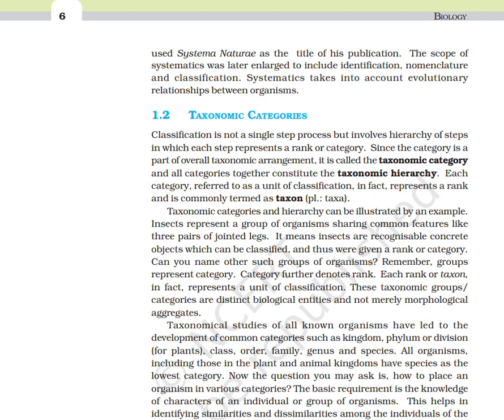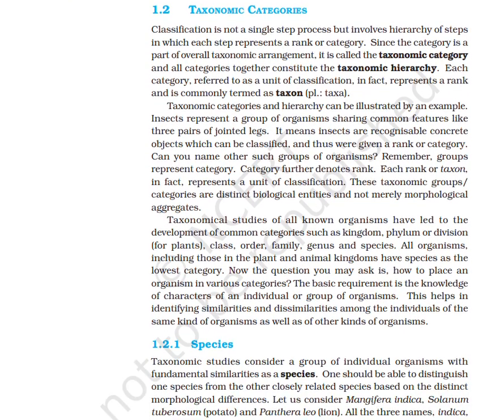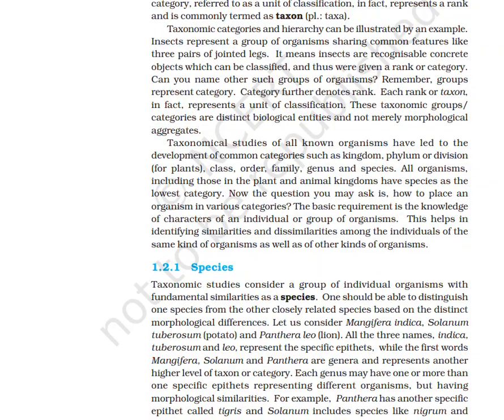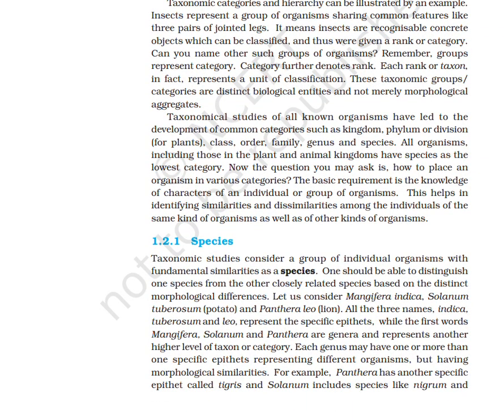Taxonomic studies of all known organisms have led to the development of common categories such as kingdom, phylum or division for plants, class, order, family, genus, and species. All organisms, including those in plant and animal kingdoms, have species as the lowest category. Now, the question you may ask is how to place an organism in various categories. The basic requirement is the knowledge of characters of an individual or group of organisms. This helps in identifying similarities and dissimilarities among the individuals of the same kind of organisms as well as that of other kinds of organisms.